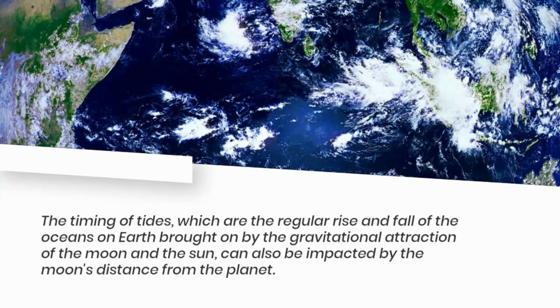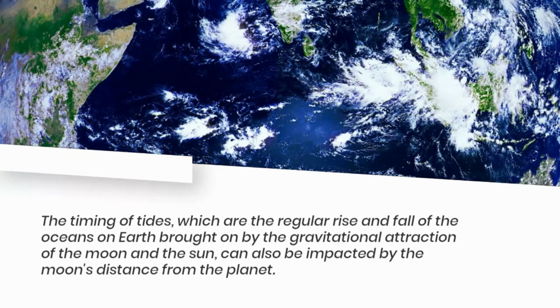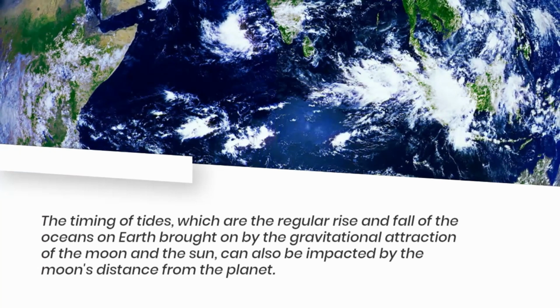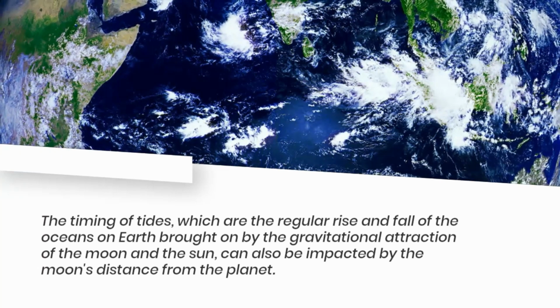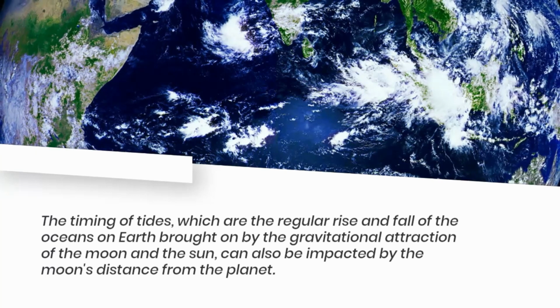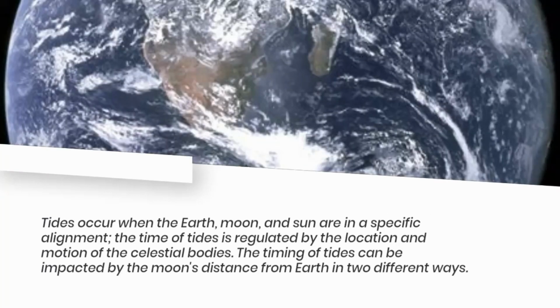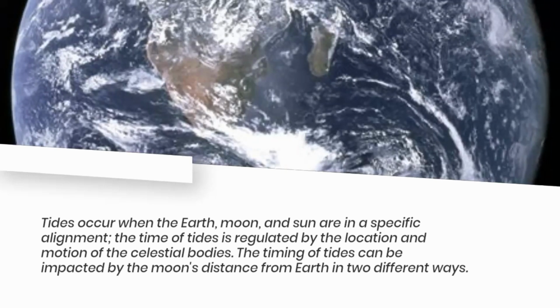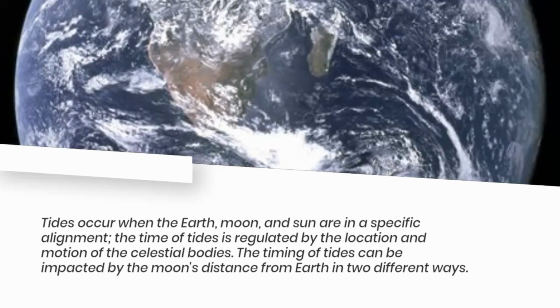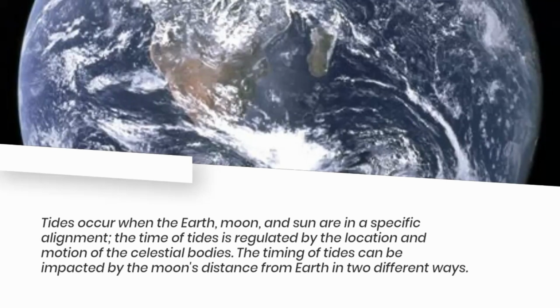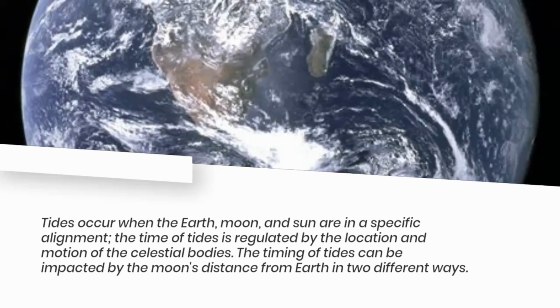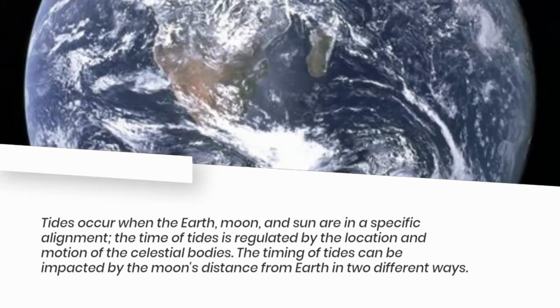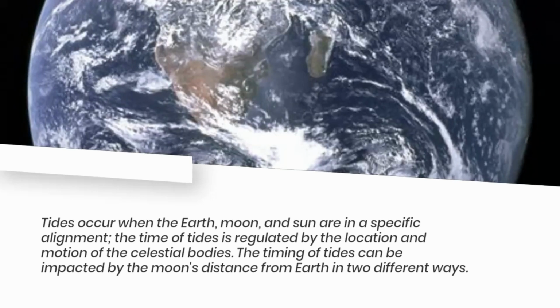The timing of tides, which are the regular rise and fall of the oceans on Earth brought on by the gravitational attraction of the moon and the sun, can also be impacted by the moon's distance from the planet. Tides occur when the Earth, moon, and sun are in a specific alignment. The time of tides is regulated by the location and motion of the celestial bodies. The timing of tides can be impacted by the moon's distance from Earth in two different ways.